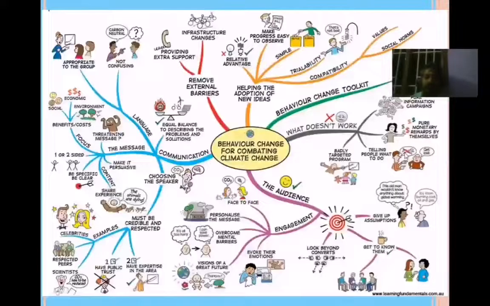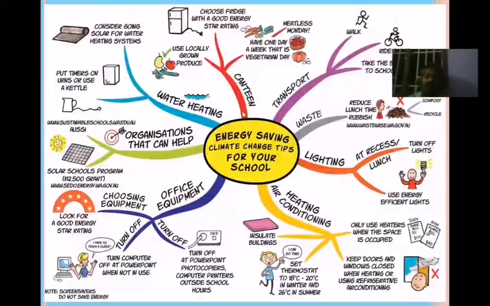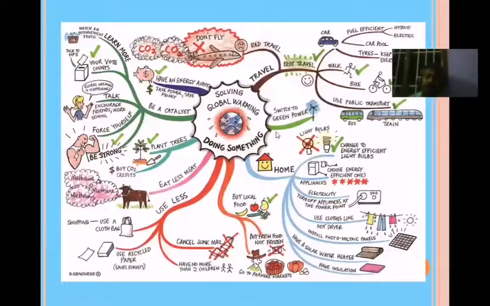Fine. And this is a mind map about behavior change for combating climate change. Many possibilities are given. And here, how do we connect ourselves with nature? What are the various ways? And it's a mind map about energy saving, climate change tips for the school environment. And it's about what you can do about global warming, how to solve it.